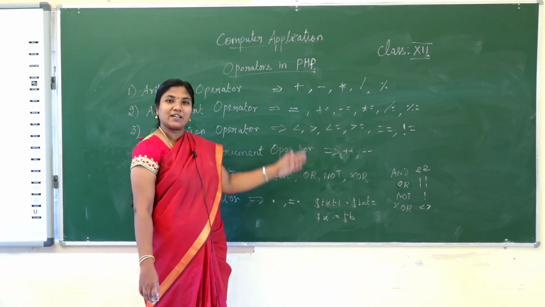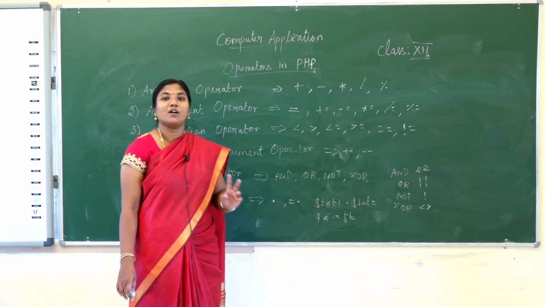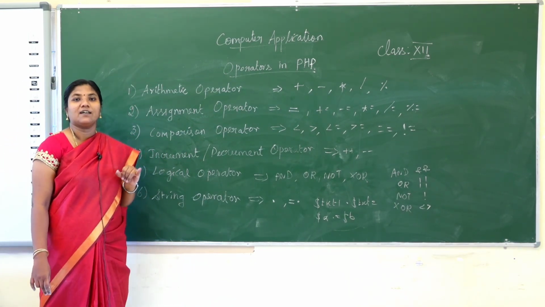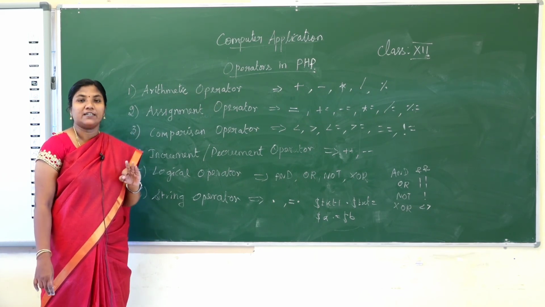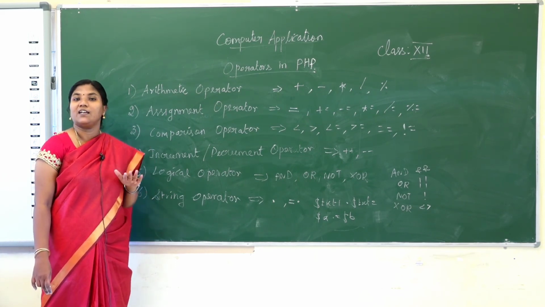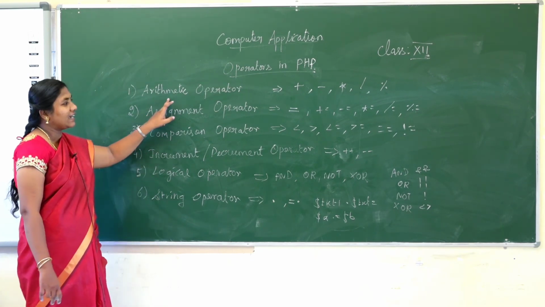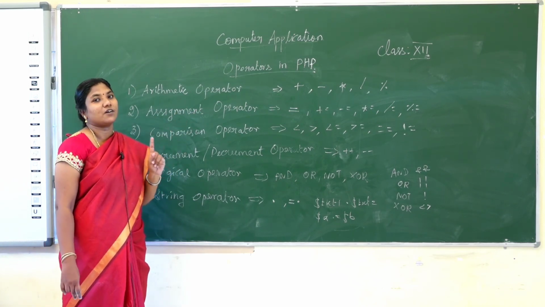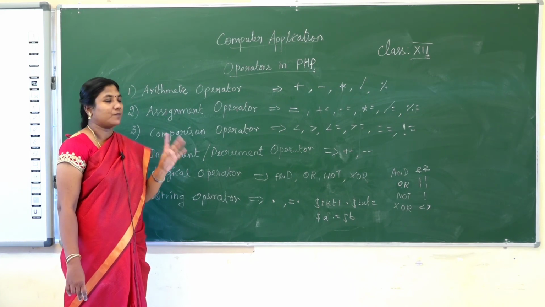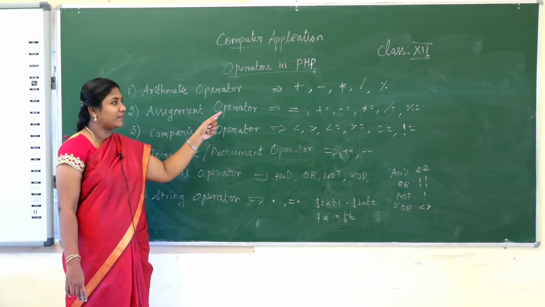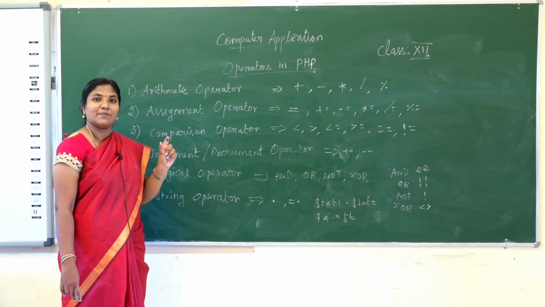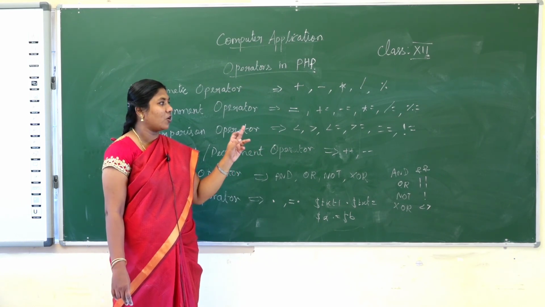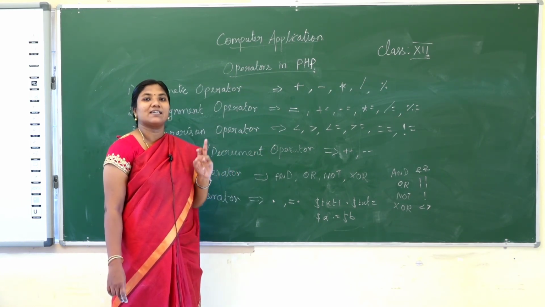So I think you are clear about the 6 operators available in PHP. What are all the operators available in PHP? There are 6 types: arithmetic operator, assignment operator, comparison operator, increment decrement operator, logical operator and string operators. The arithmetic operators are plus, minus, star, slash and modulo symbol. Slash gives the quotient, modulo gives the remainder. The assignment operator is blended with the arithmetic operator: equal to, plus equal to, minus equal to, star equal to, slash equal to and modulo equal to. X plus equal to means x is equal to x plus.